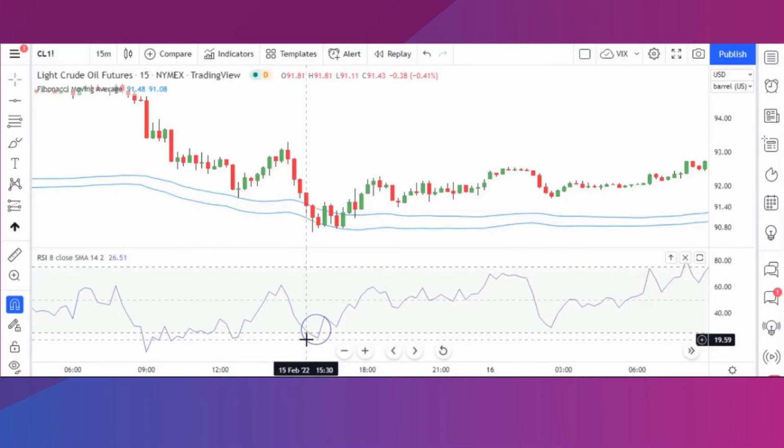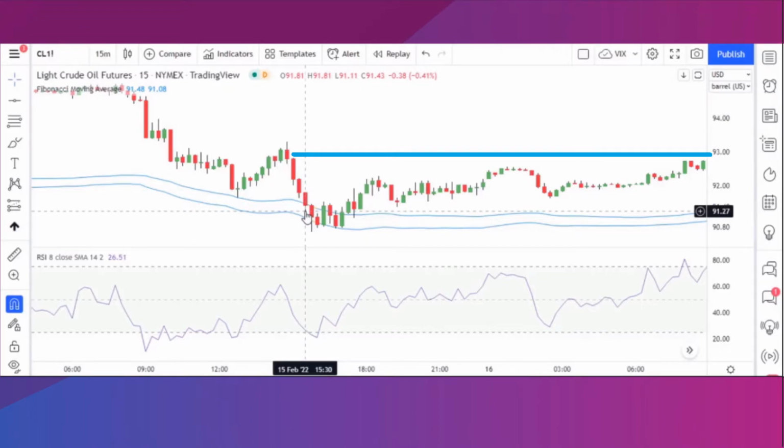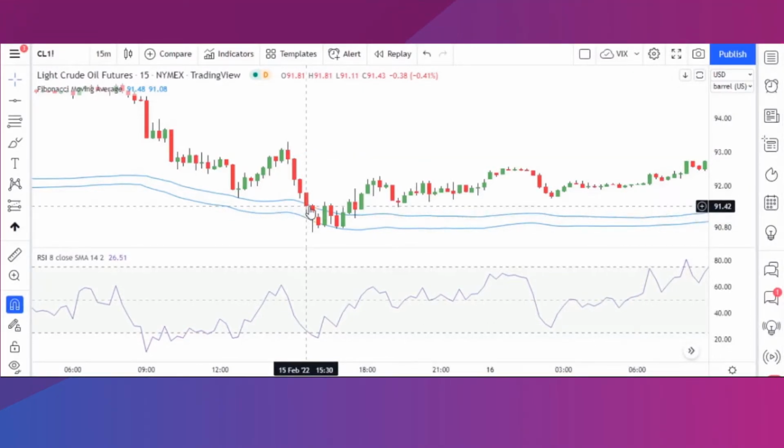So the take profit order must be 4 times the difference between the two moving averages on the close, meaning that in here we can see that the upper Fibonacci moving average is 91.48 and the lower one was 91.08. So the difference between the two is projected 4 times above the open price of the trade. This difference will be added to the opening price of the trade, multiplied by 4. This will give us our target.